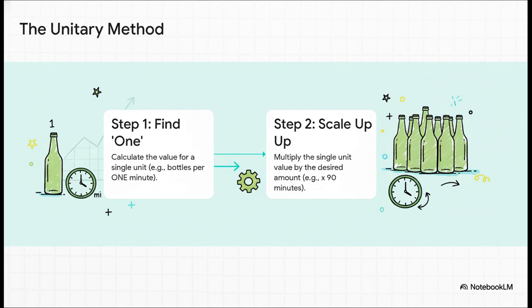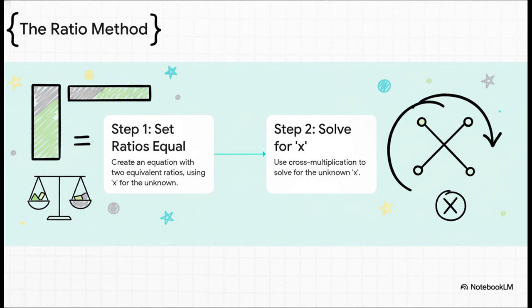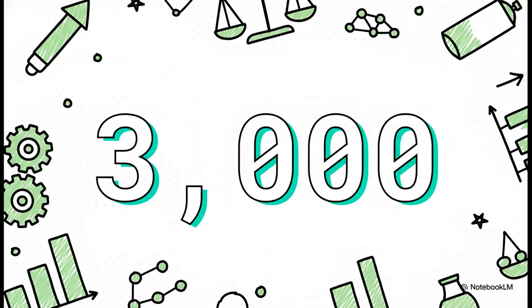All you do is find the value of 1 unit. Super simple. And now for the second one. We just set up 2 equal ratios and then cross-multiply to find the answer. And look at that. Both methods give us the same answer. 3,000 bottles. Pretty powerful stuff.